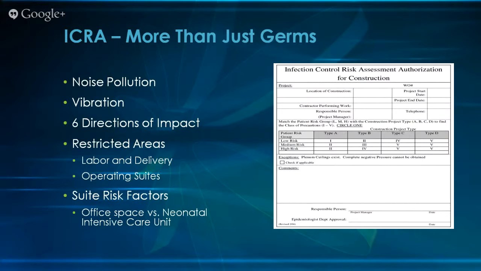And the level of ICRA mitigation is going to be determined by the unit. If you're in an office space, it's going to be a type A. It's going to be very low. You're not going to need to do a whole lot. But if you're in a neonatal intensive care unit, they're going to require everything, and it might be 2 Tyvek suits with a vacuum and an anteroom.